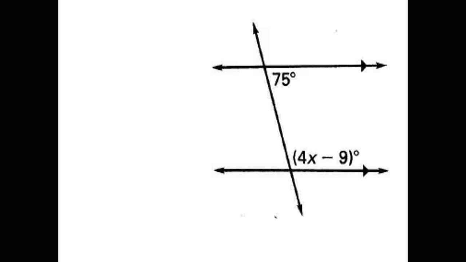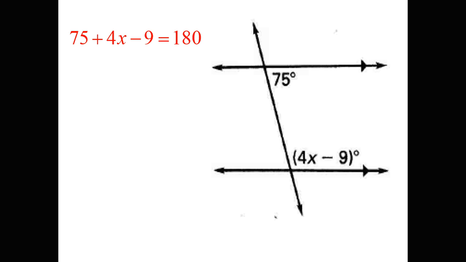Here's another one. First question, equal or 180? These are going to have to add to 180 because one of the angles is an acute angle and one of them is an obtuse angle. The 75 is acute, the 4x minus 9 is obtuse. They can't be equal, so instead they're going to add to 180. So we write that equation. This one plus that one equals 180.